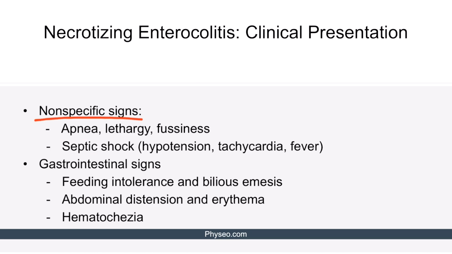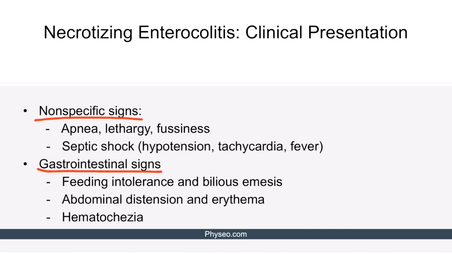There are several non-specific signs of necrotizing enterocolitis. The infant may experience apnea, lethargy, and fussiness. Additionally, the baby may have signs of septic shock like hypotension, tachycardia, and fever if bacteria have spread from the GI wall to the blood.